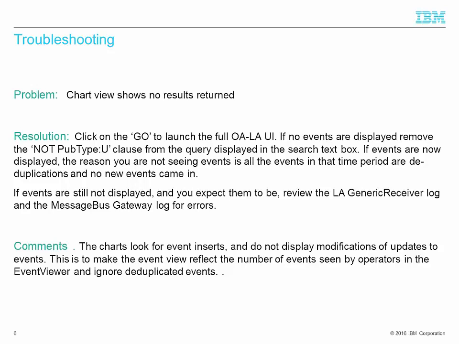However, if you're still not seeing events and you expect them to be, review the generic receiver log and the message bus gateway log for errors. The generic receiver log is in the Unity install directory /logs directory, and the message bus gateway log is in the OMNIHOME /logs directory on the gateway machine. Comments: the reason the charting and event search are designed to look for insert events and not modifications and deduplications is that it makes the number of events seen reflect the number of events an operator would see in the event viewer, and not an artificially inflated number of events due to modifications.